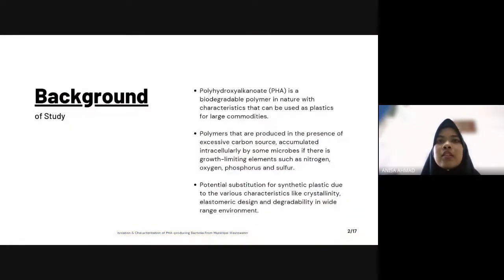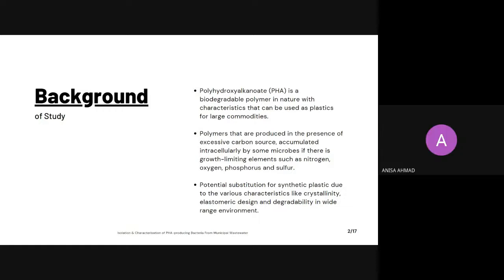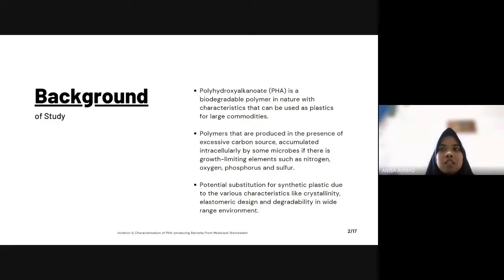The background of the study: polyhydroxyalkanoate, PHA, is a biodegradable polymer in nature with characteristics that can be used as plastic for a large community. These polymers are produced in the presence of excessive carbon source that accumulate intracellularly in some microbes if there is a growth-limiting factor such as nitrogen, oxygen, phosphorus, and sulfur. This PHA also becomes a potential substitution for synthetic plastic due to the various characteristics like crystallinity, elastomeric design, and degradability in a wide range of environments.